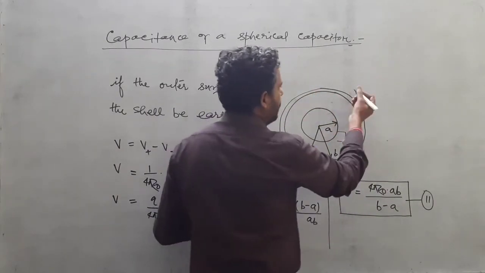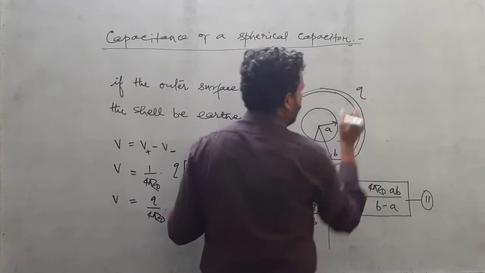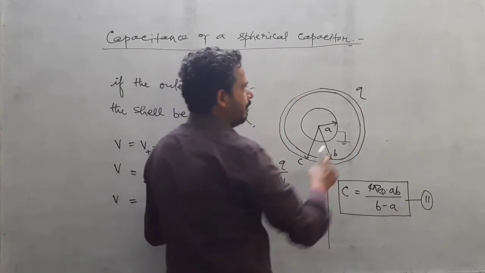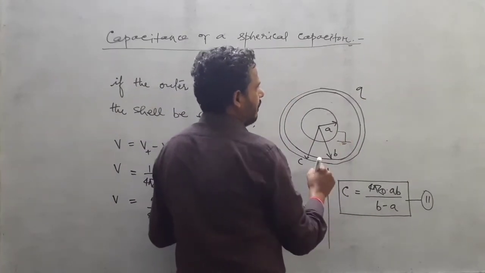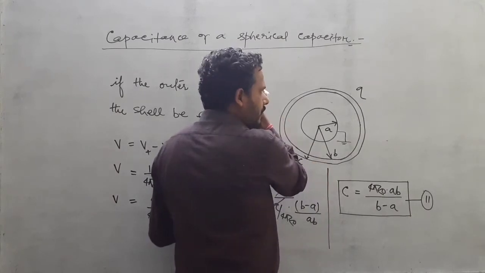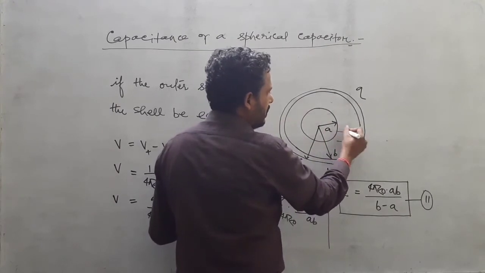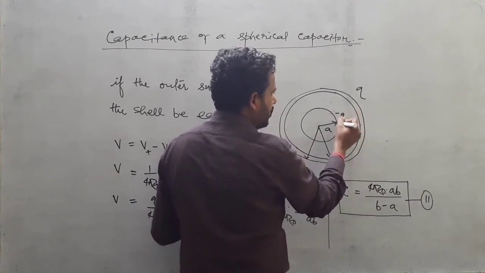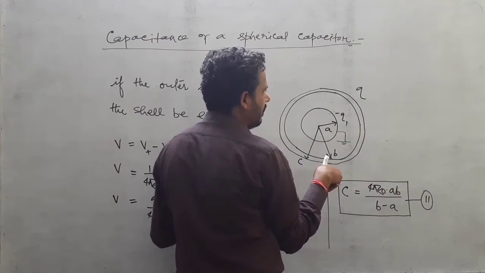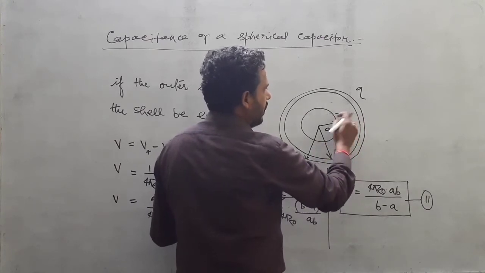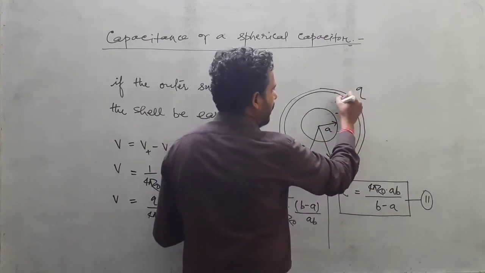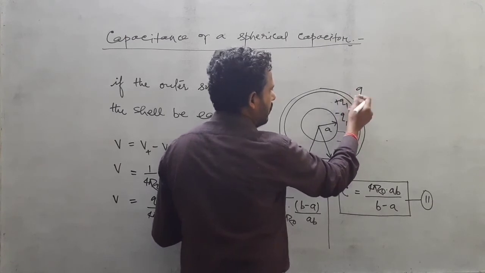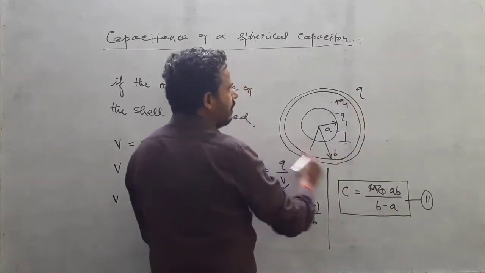Now here I want to give a positive charge Q on the outer shell, and because the internal sphere is earthed, there is a minus charge on it. Suppose this is Q1, so due to induction there will be plus Q1 on the internal surface of this shell.